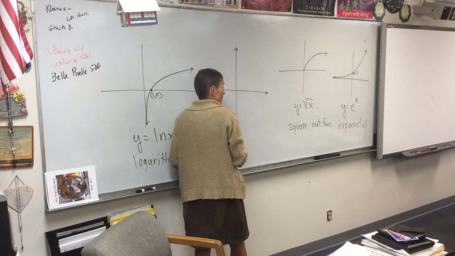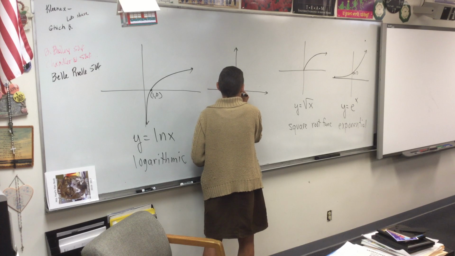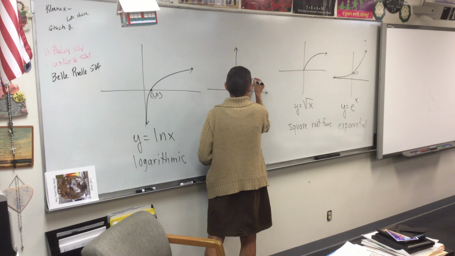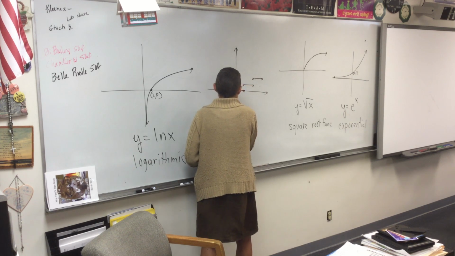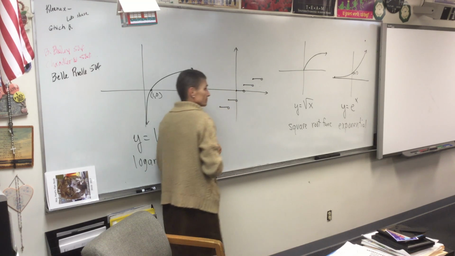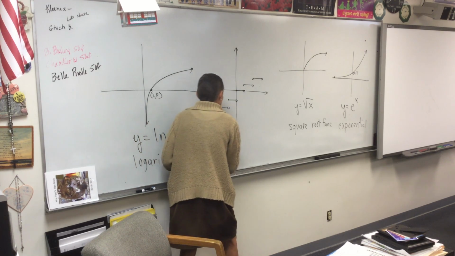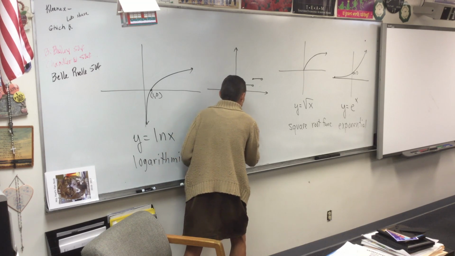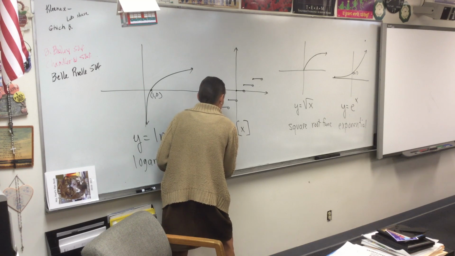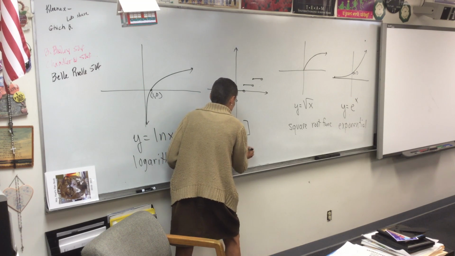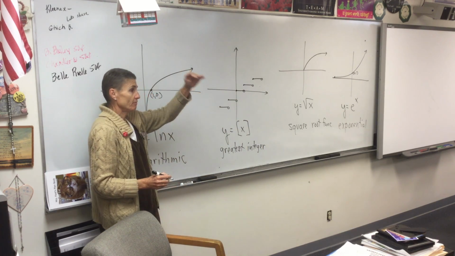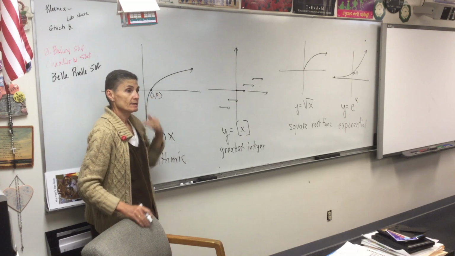My least favorite, the one I do not like at all. Have you seen something like this before? This is called the greatest integer function. These are brackets, and it's called the greatest integer function. It's a step function. It goes up by steps.